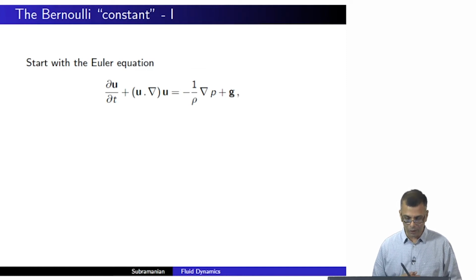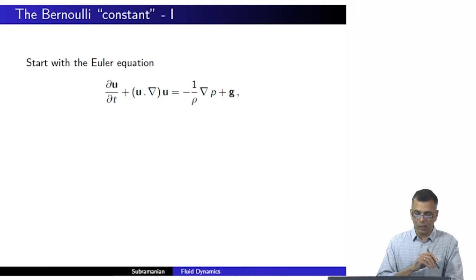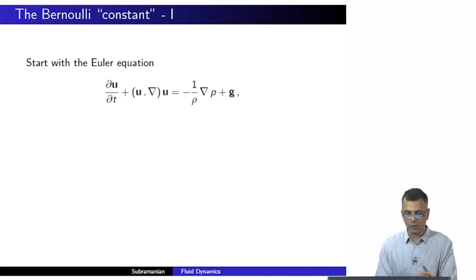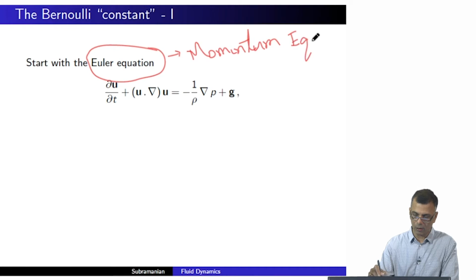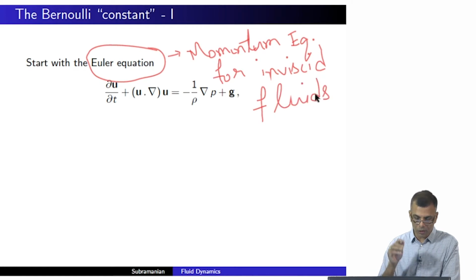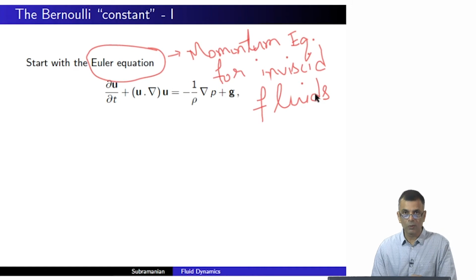Let's start with the Euler equation, which, if you remember, is the momentum equation for fluids that are inviscid, right? Momentum equation for inviscid fluids. So we're sticking to situations where viscosity is neglected, right?